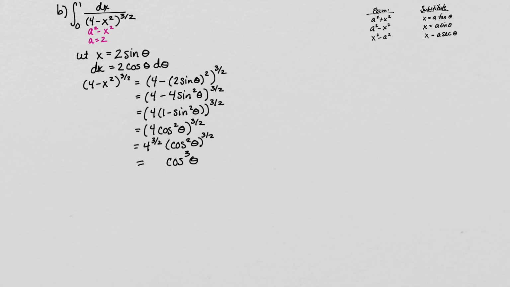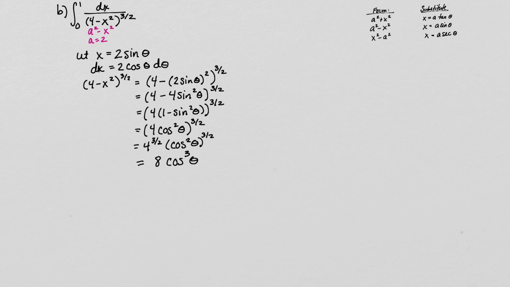And then here, if I take the square root of 4, what's the square root of 4? 2. And then if I raise 2 to the 3rd power, what do I get? 8, right. So this turns out to be 8 cosine cubed theta. So it takes some algebra. These problems definitely take some algebra. They are good at getting at your algebra skills.